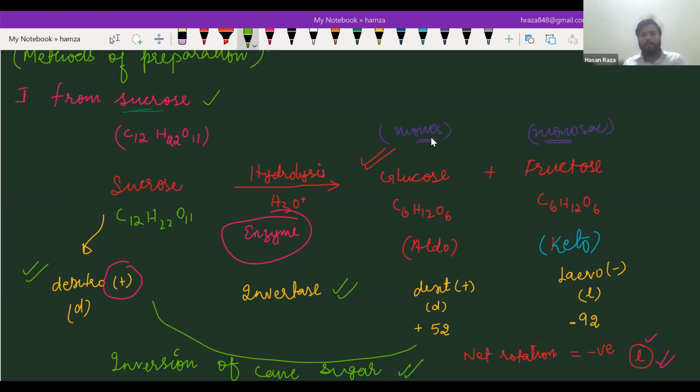This is the first method to prepare glucose, and that is from sucrose. What we just did was hydrolyze the sucrose. We will get glucose along with fructose, but we concentrate on glucose because we are doing the preparation of glucose.